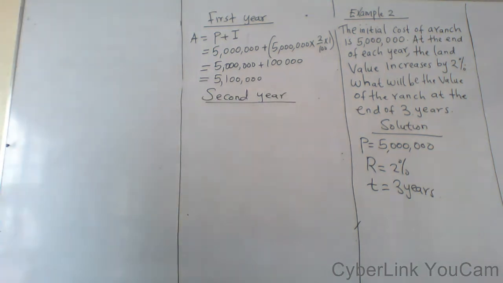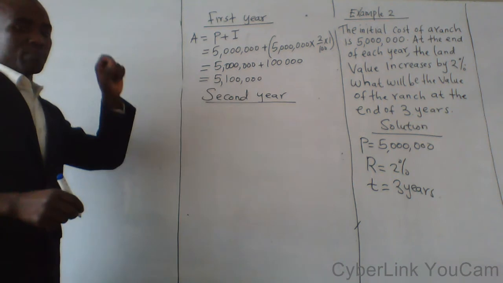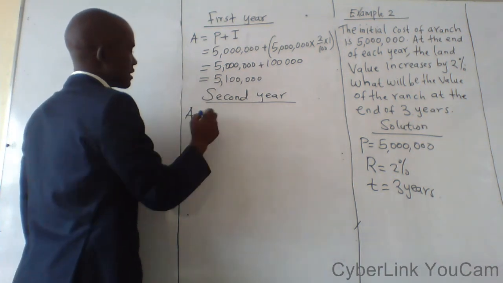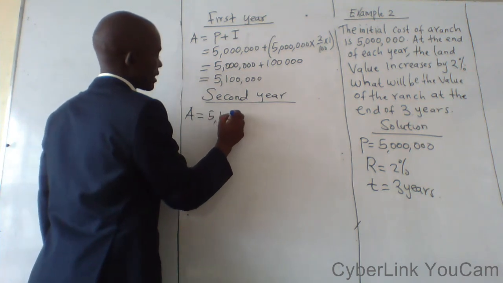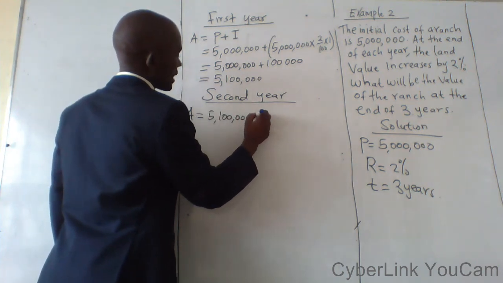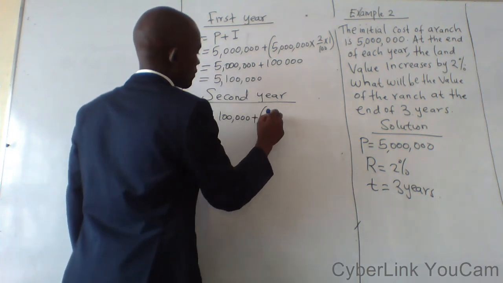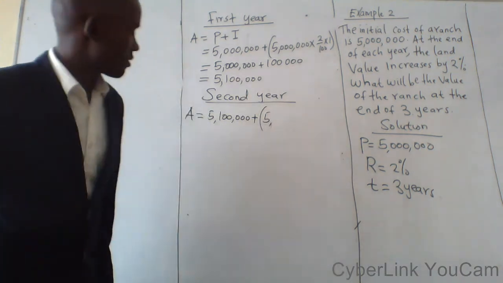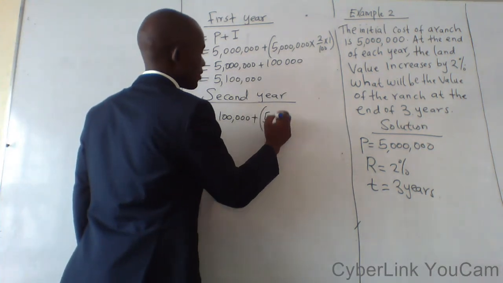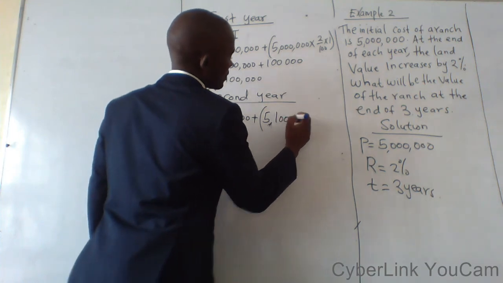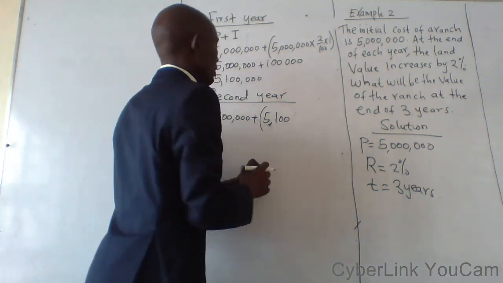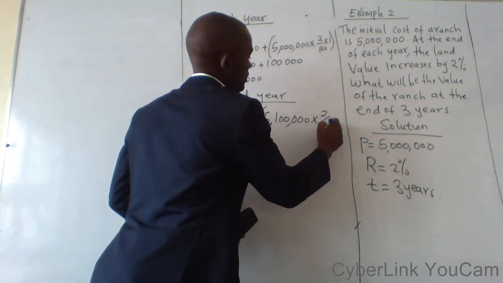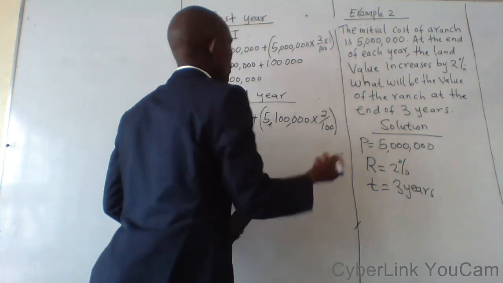In the second year, we shall use the amount in the first year as the principal in the second year. So that means amount will be equal to the principal, which is 5,100,000 plus 5,100,000 times 2%. Of course, times 1.